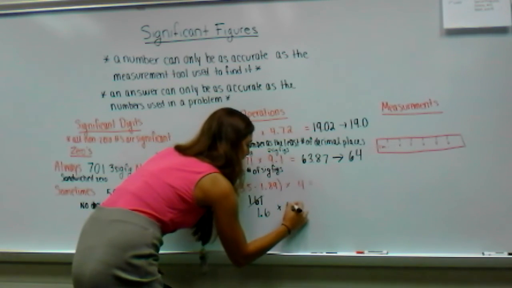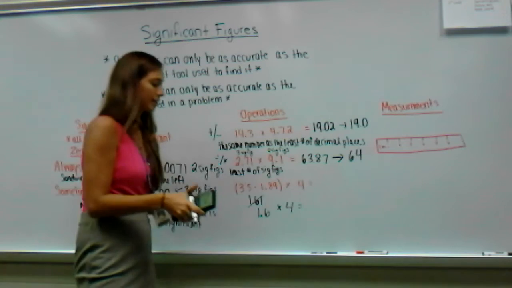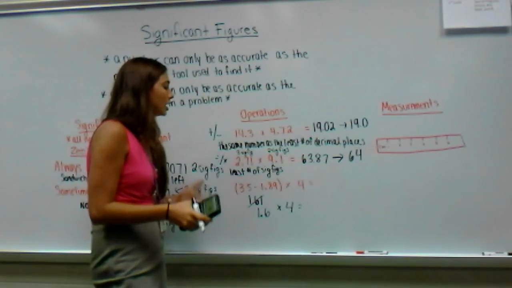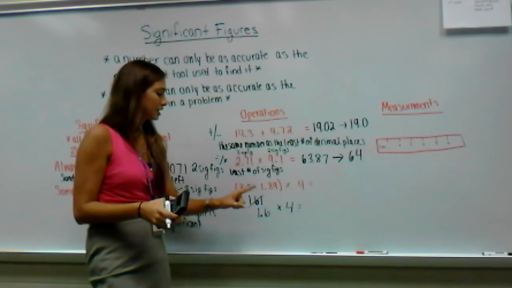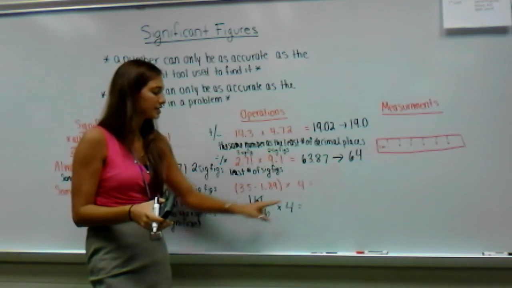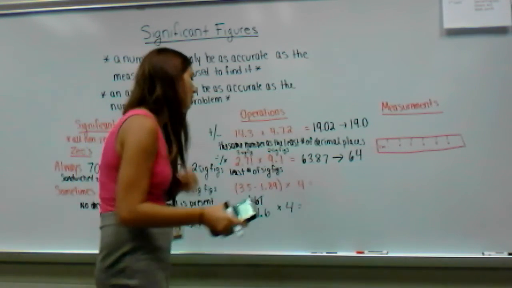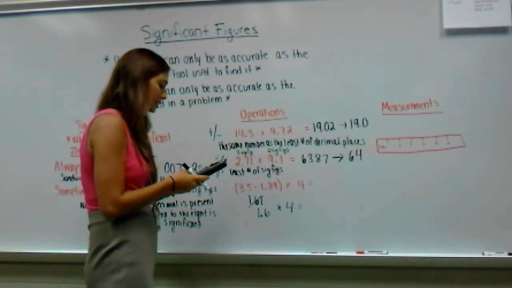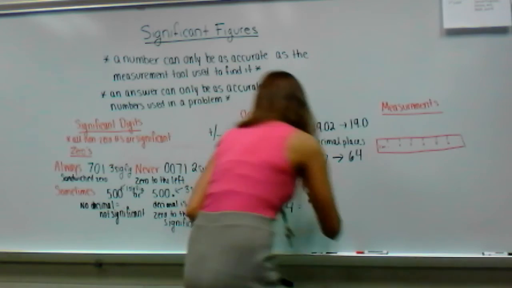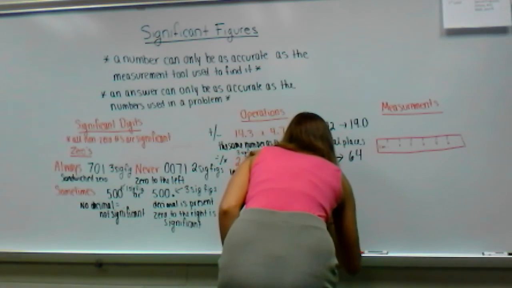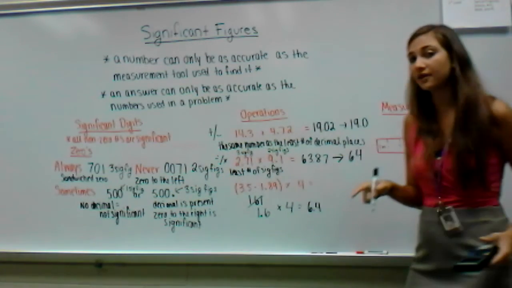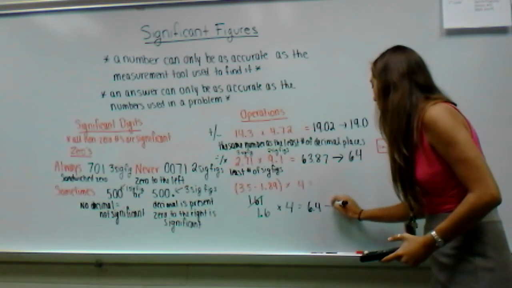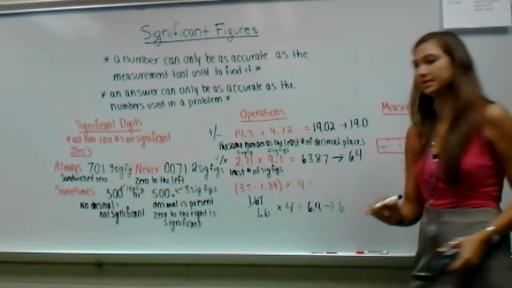Now we need to multiply that by 4. Now I'm doing multiplication. I have to follow my multiplication rule. So that is the least number of significant digits. Here I have 2 sig figs. Here I have 1 sig fig. So my answer has to be to 1 significant figure. So I'm going to do 1.6 times 4, and that comes out to 6.4. Now this is 2 significant figures. I'm only allowed to have 1 because that's what my 4 tells me. 6.4 is going to round to 6.